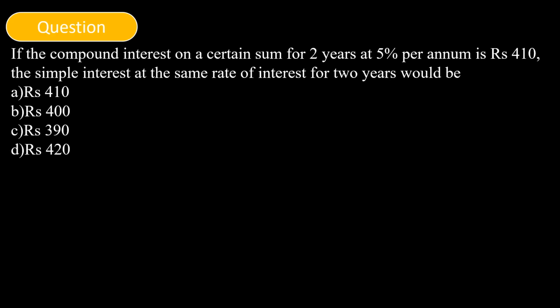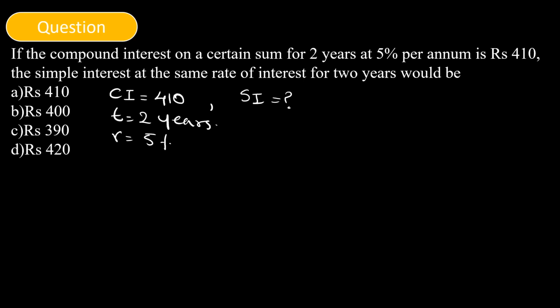Next question. If the compound interest on a certain sum for 2 years at 5% per annum is rupees 410, the simple interest at the same rate of interest for 2 years would be. It is given that the compound interest is 410. We have to find simple interest. It is given that time is 2 years and the rate of interest is 5%.